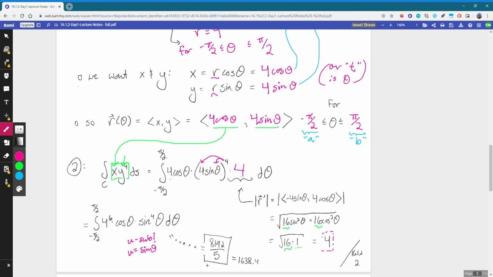Here's the final answer for our net area over our curve through our function information, about 1600-ish or so. So lots of area.